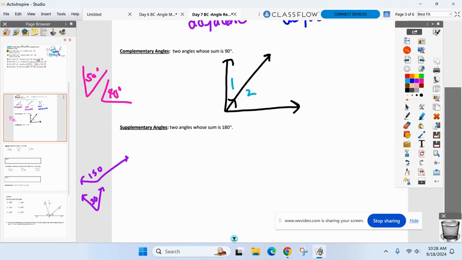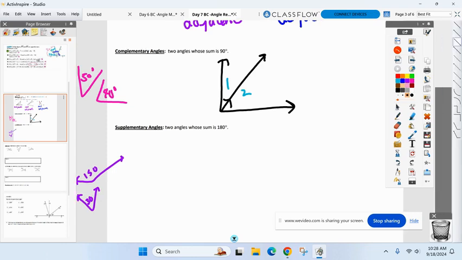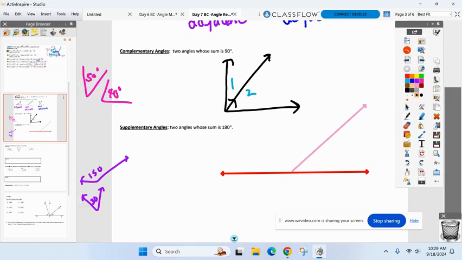Not in this class. Here's what I'm going to give you, and maybe you guys can tell me why I know they're supplementary. Let's see. There we go. Angle 3 and 4 are supplementary. I don't even know the angle measure. You don't need to know the angle measure. Let's just build on something I've shown you already.